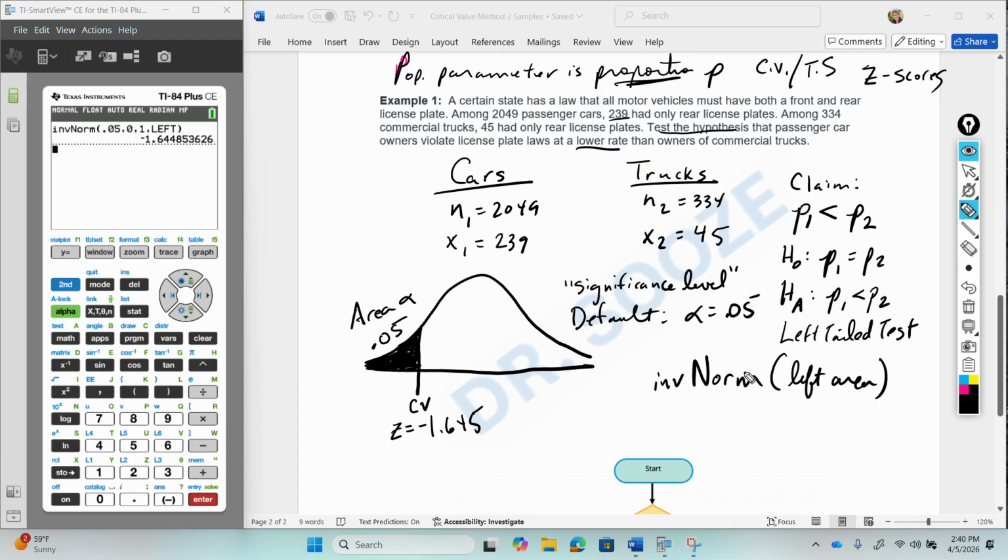That's my critical value. Now I need to get the test statistic, because with the critical value method, I need to see if the test statistic is inside the rejection zone. So I'm going to click stat, go over to tests, and come down to 2-PropZTest, since I have two proportions with a z-test, and press enter. The number of successes in my first population is 239, and my sample size with the cars is 2049.